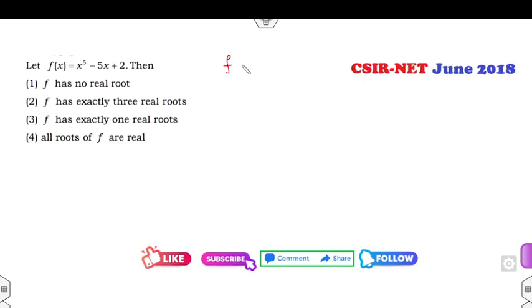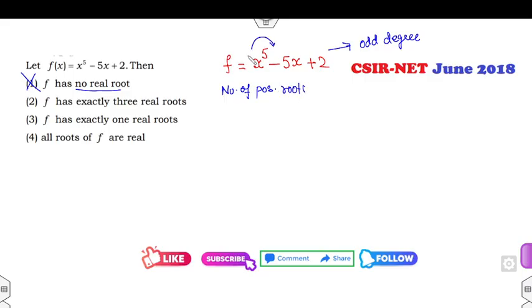Now again, x raised to power 5 minus 5x plus 2. Clearly, this function has odd degree. So at least one real root will be there. It has no real root, that option is wrong. We can find the number of positive roots. How many changes in sign? There are two changes in sign, positive to negative, negative to positive. So the number of positive roots is at most 2. Fine. If I calculate f of minus x, it will be minus x raised to power 5 plus x raised to power 1. Then how many negative roots? How many changes in sign? 1.